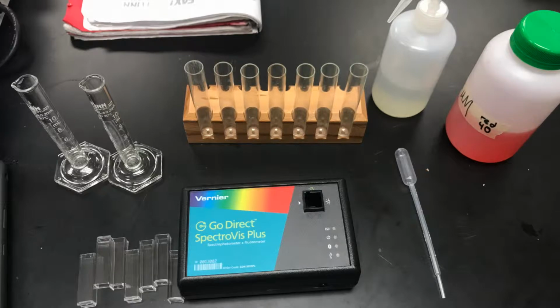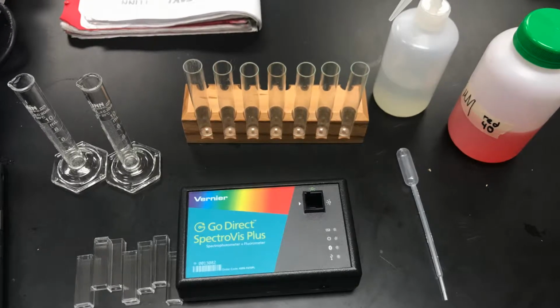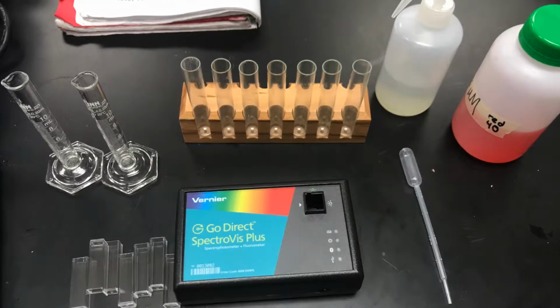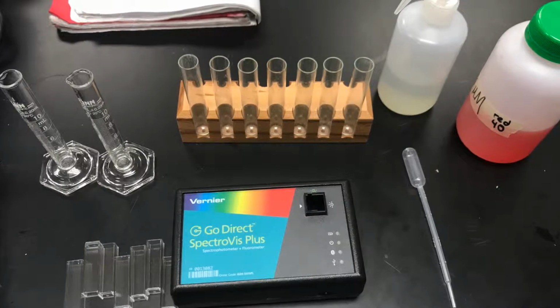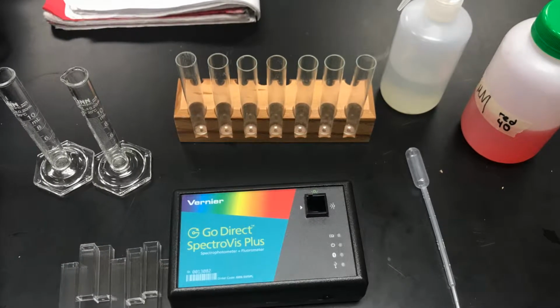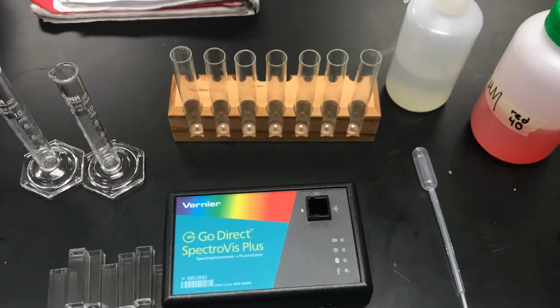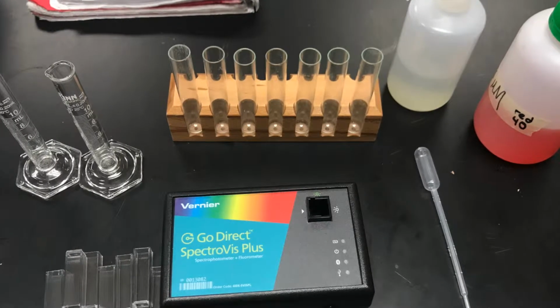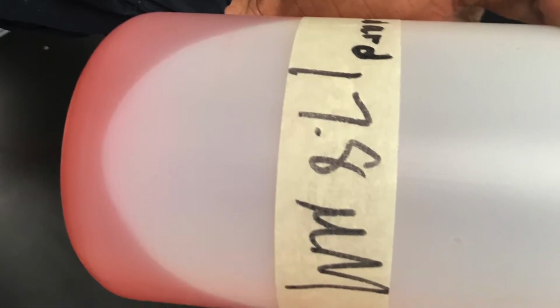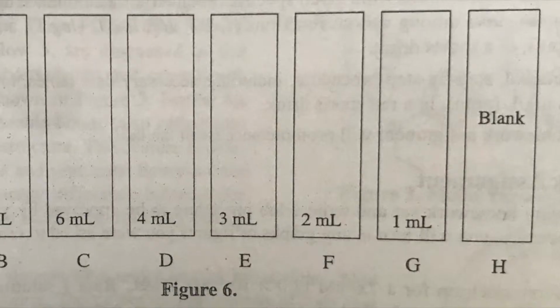The materials I'll be using for this lab are graduated cylinders, cuvettes, test tubes, spectrophotometer, distilled water, a pipette, and Red 40, which can be found in many sports drinks like Gatorade. Okay, first we need to make 6 dilutions of our 17.8 millimole solution of Red 40. We're going to do this by using figure 6 as a model.